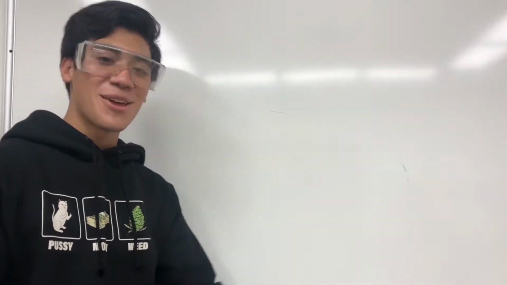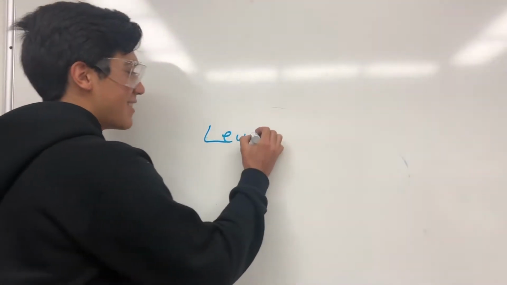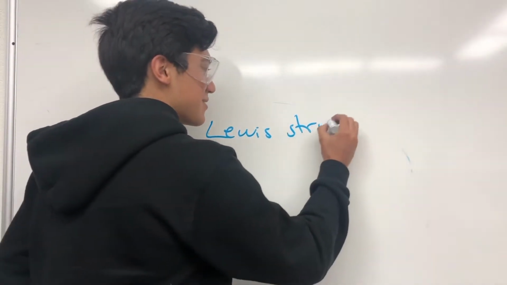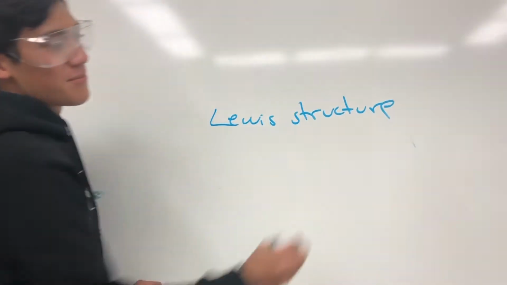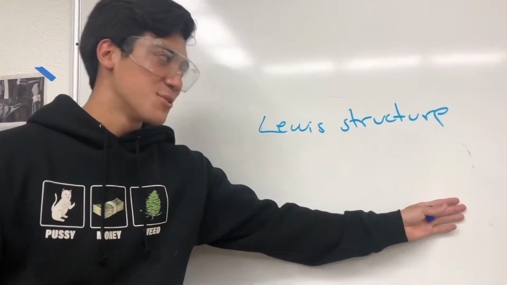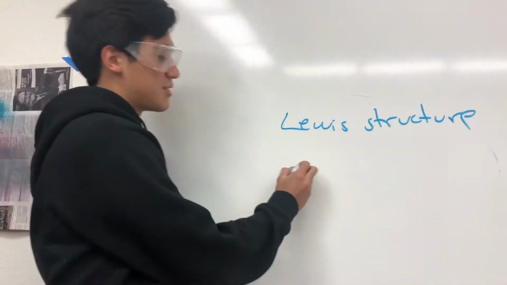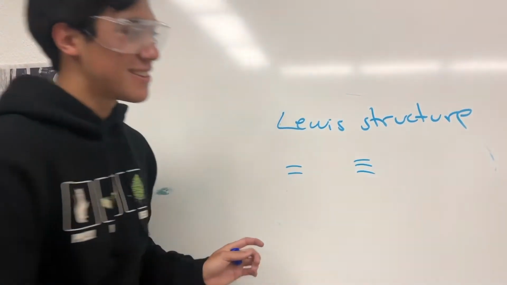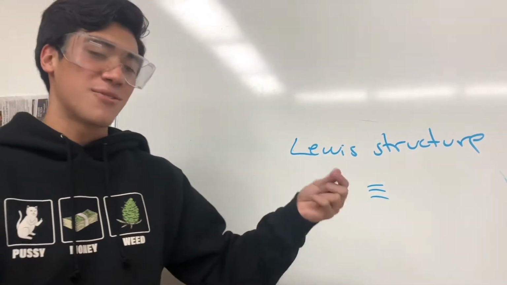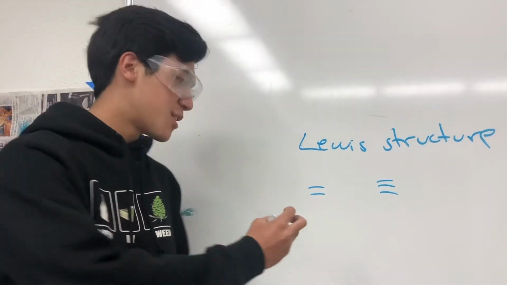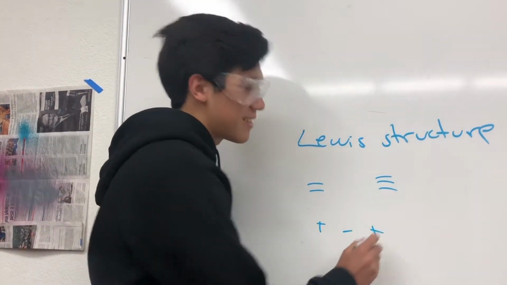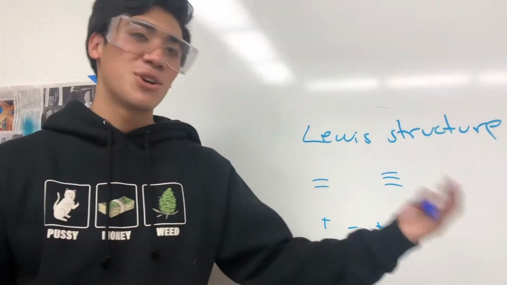Hi, today we're going to learn about the Lewis structure. We're going to know why it is useful, we're going to learn how to do it, we're going to learn what a double bond and a triple bond are, and we're going to know what a formal charge and a dipole charge are, and we're going to show some examples.